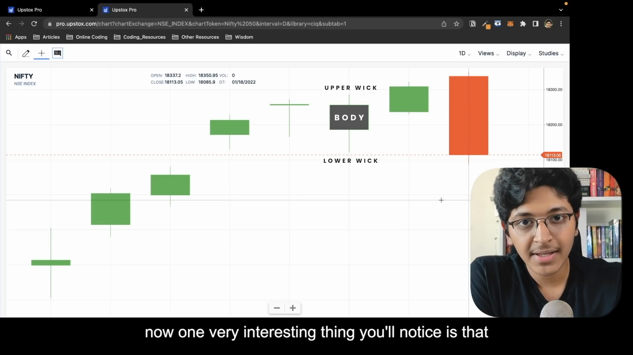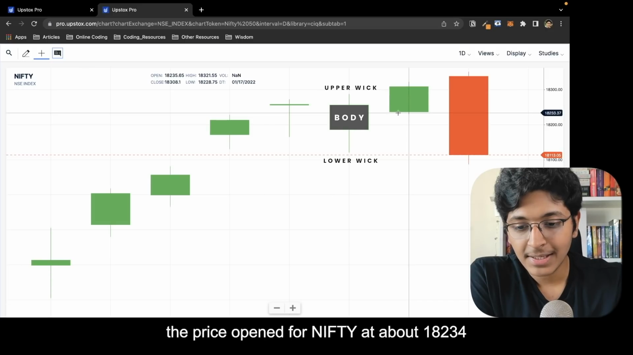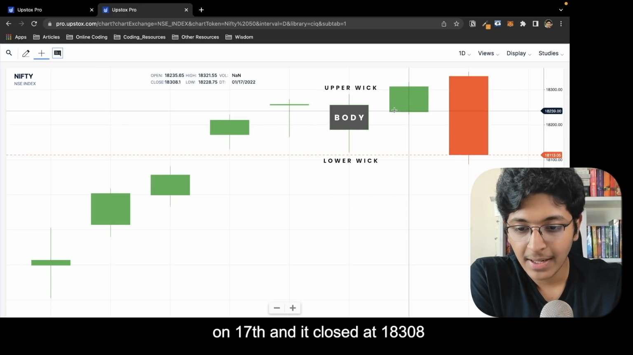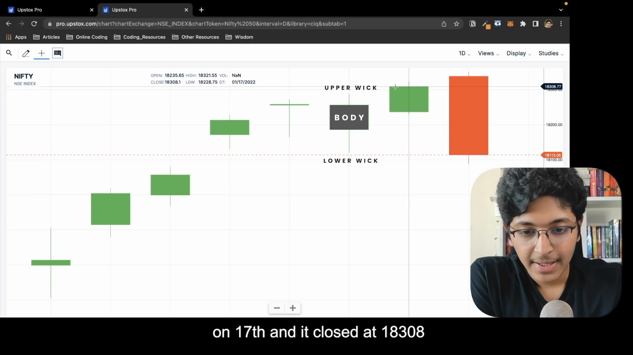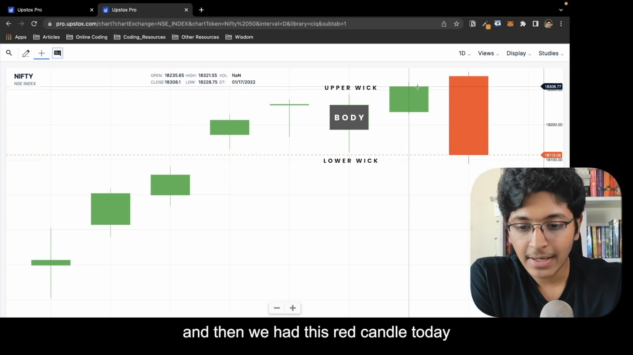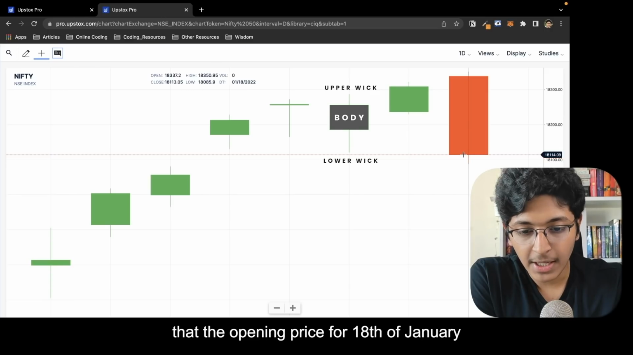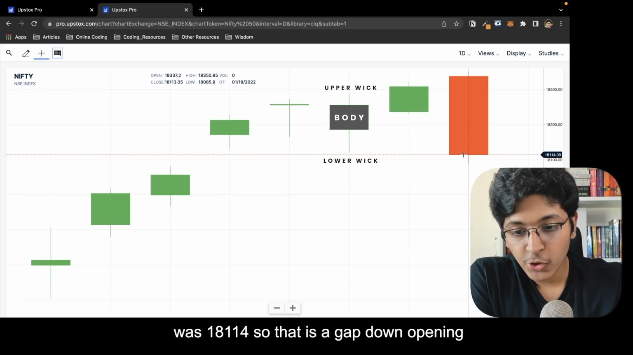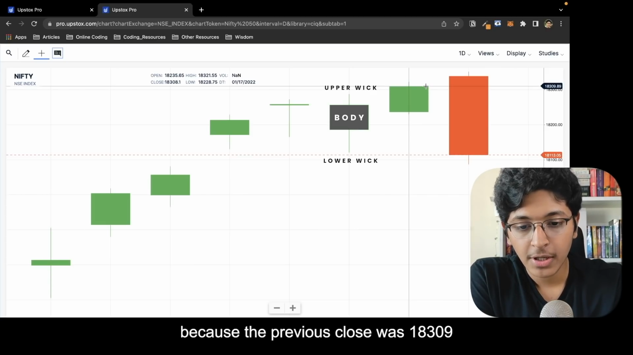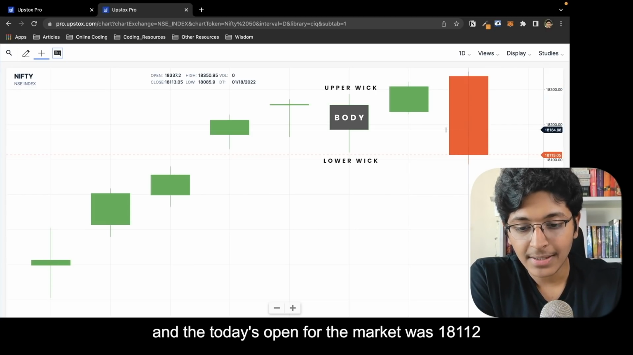Now one very interesting thing you will notice is that the price opened for Nifty at about 18,234 on the 17th, and it closed at 18,308, and then we had this red candle today. This basically tells me that the opening price for the 18th of January was 18,114. So that is a gap down opening, because the previous close was 18,309 and today's open for the market was 18,112.